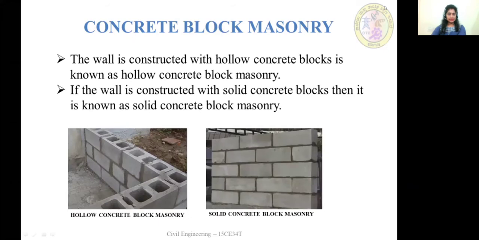Next, concrete block masonry. If the wall is constructed using precast hollow blocks, then it is known as hollow concrete block masonry. If we use solid concrete blocks in place of hollow concrete blocks, then it is known as solid concrete block masonry. I think in this picture it is clear. In the first picture, you are seeing hollow concrete block masonry, which is widely used in construction. Either hollow or solid concrete blocks, they are the major construction units used nowadays.